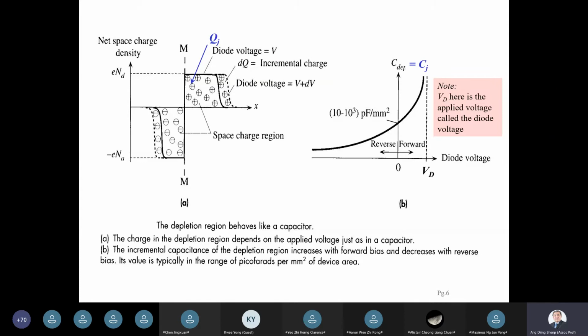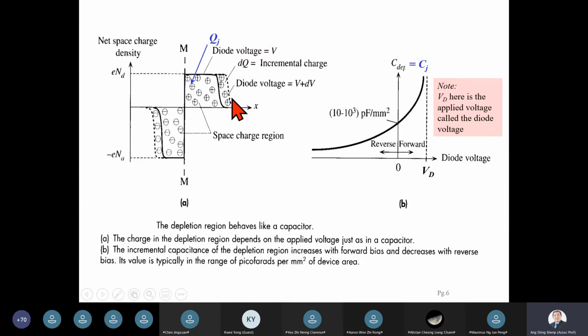All right, so just assume that this is a reverse bias voltage, so there is some space charge stored Qj. Now imagine you increase the reverse bias slightly by an amount dV. So you're making the PN junction slightly more reverse biased by increasing the reverse bias by a small amount dV, or delta V. Because of that, the depletion region will widen slightly, right?